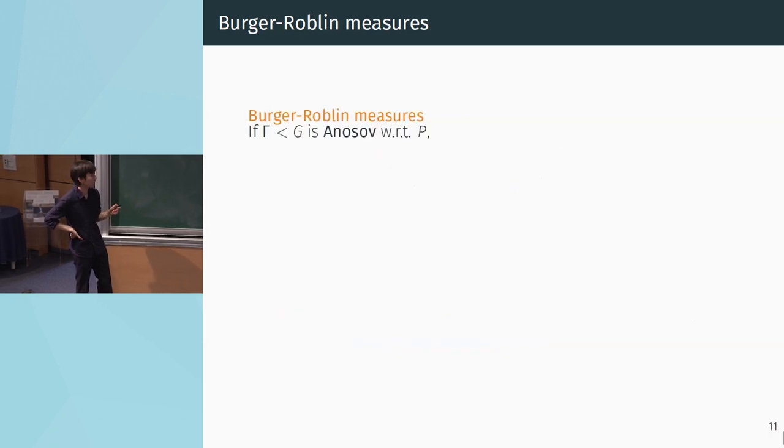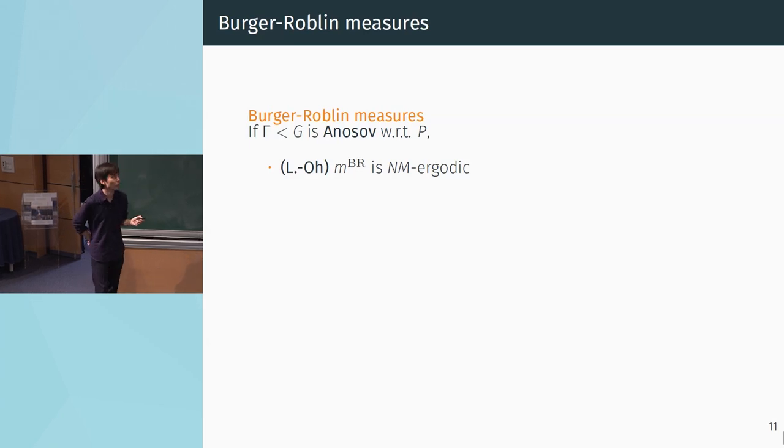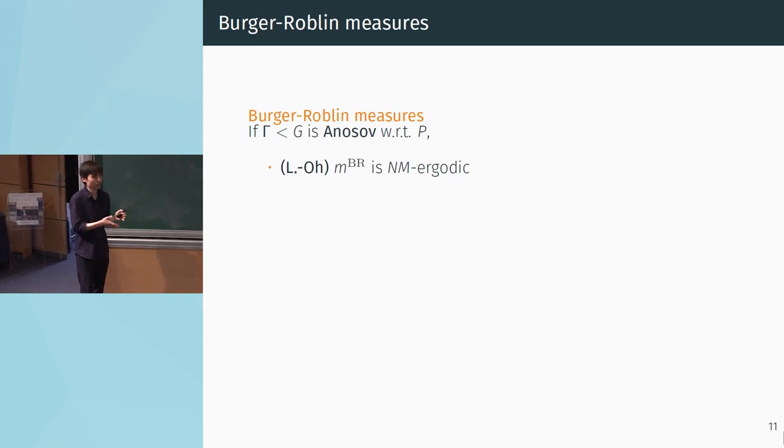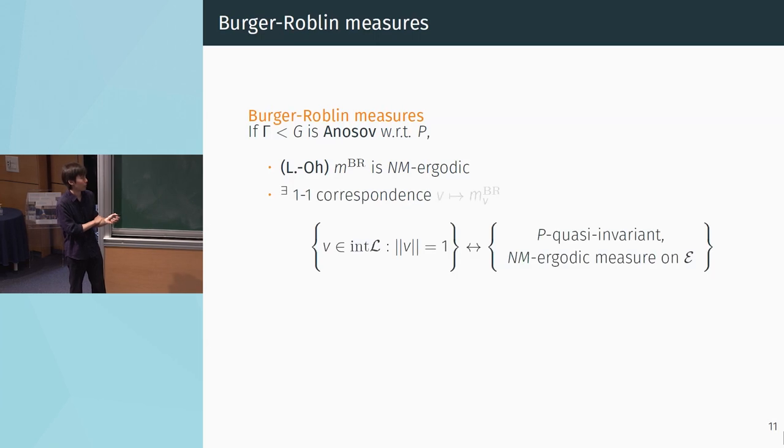Okay, so let's also pick up some known facts for Anosov subgroups, which are Anosov with respect to a minimal parabolic subgroup. In this case, we have a well understood theory of higher rank Patterson-Sullivan measures. First of all, you know that this is actually N-ergodic. If you ask whether this is N-ergodic, then it decomposes into finitely many pieces, and this number of finite pieces doesn't depend on the choice of the Burger-Roblin measure that you take for this Anosov subgroup.